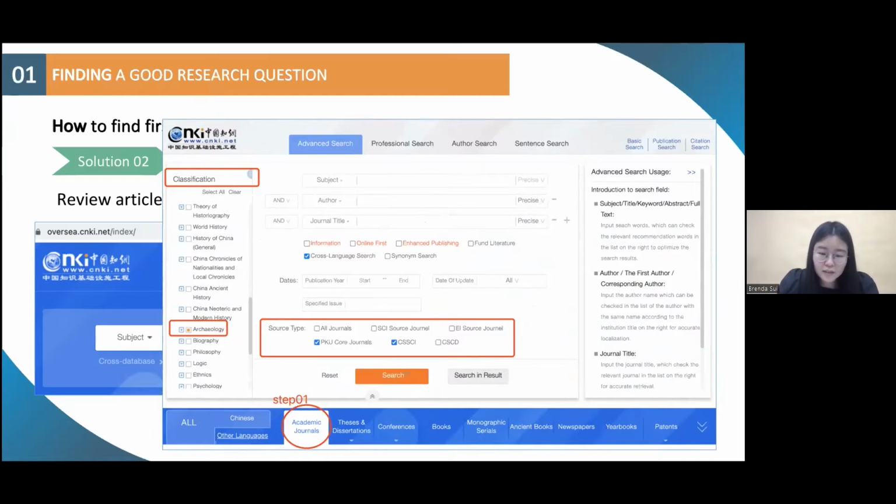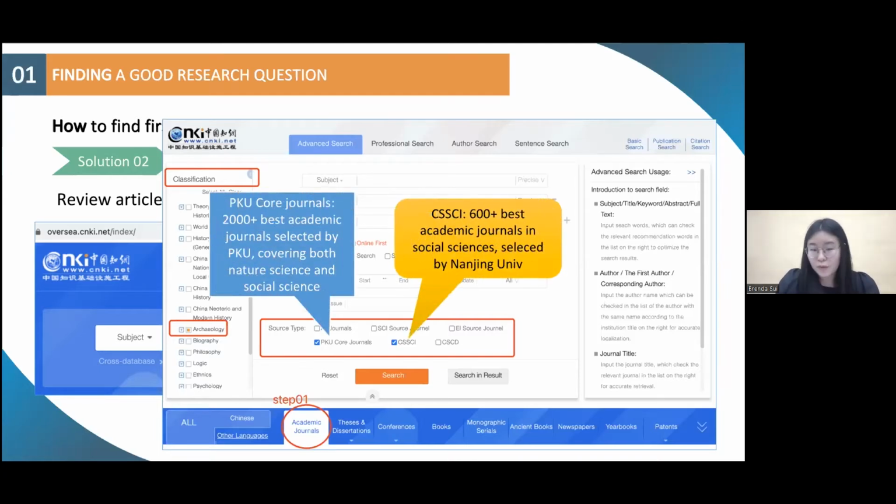enter specific databases. So here, from the source type, we can see there are many databases we can choose. For example, we are quite familiar with SCI and EI source journals, but what are PKU core journals, and what is CSSCI, and what is CSCD?